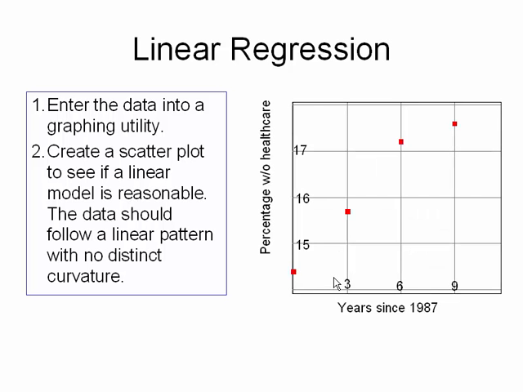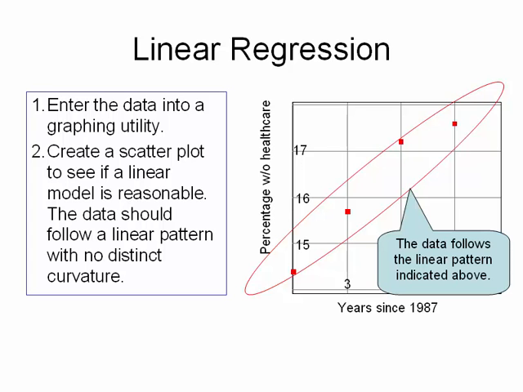Now graphing that on my scatter plot, I can see my 4 ordered pairs here. If I look at that closely, it looks like this data follows a linear pattern. Now, there might be some slight curvature to it, but even in those cases, since lines are so easy to work with, often we just ignore it and go with a linear pattern.